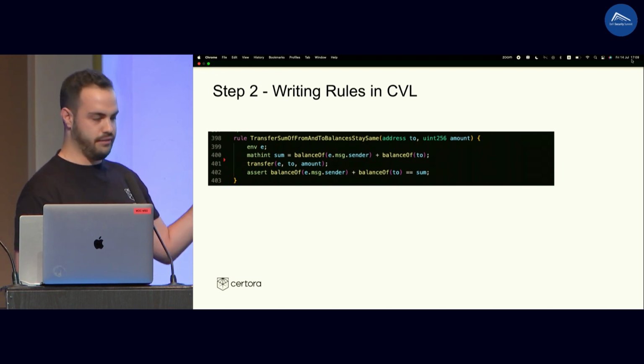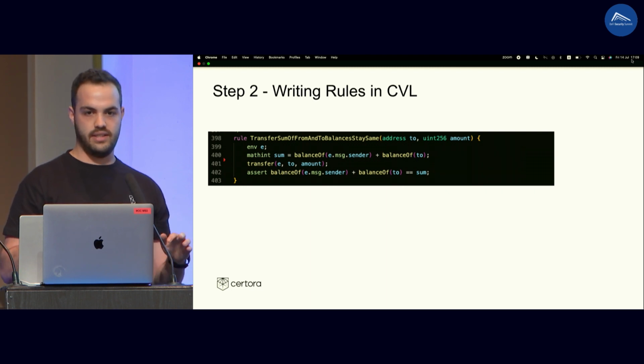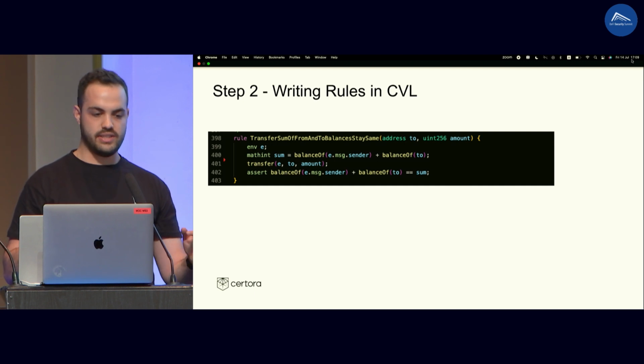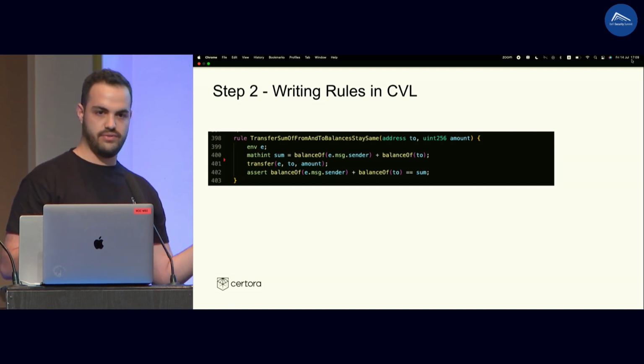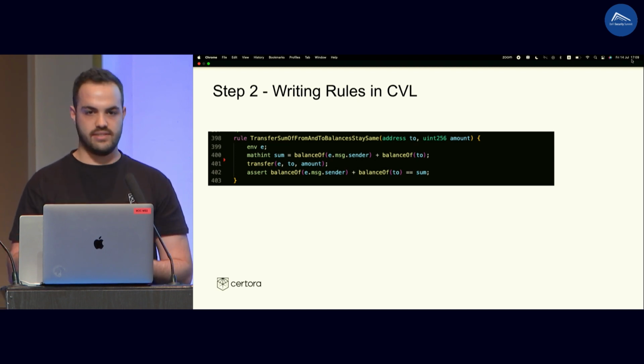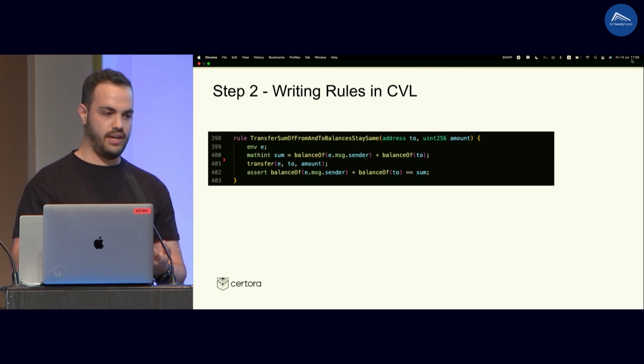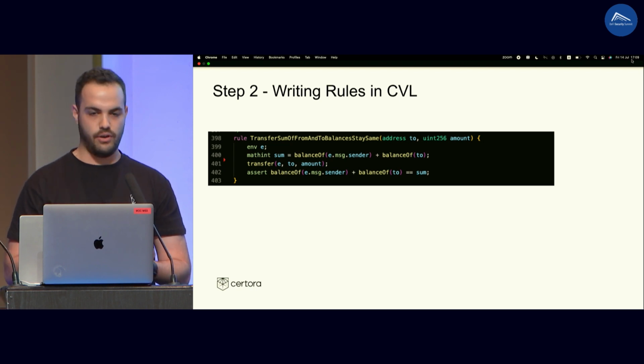Then we have the env variable, which means that we start here from any possible initial state, and the transaction that we will run in a few lines in the transfer can have any message sender, any message value, any block timestamp, any block number, anything.